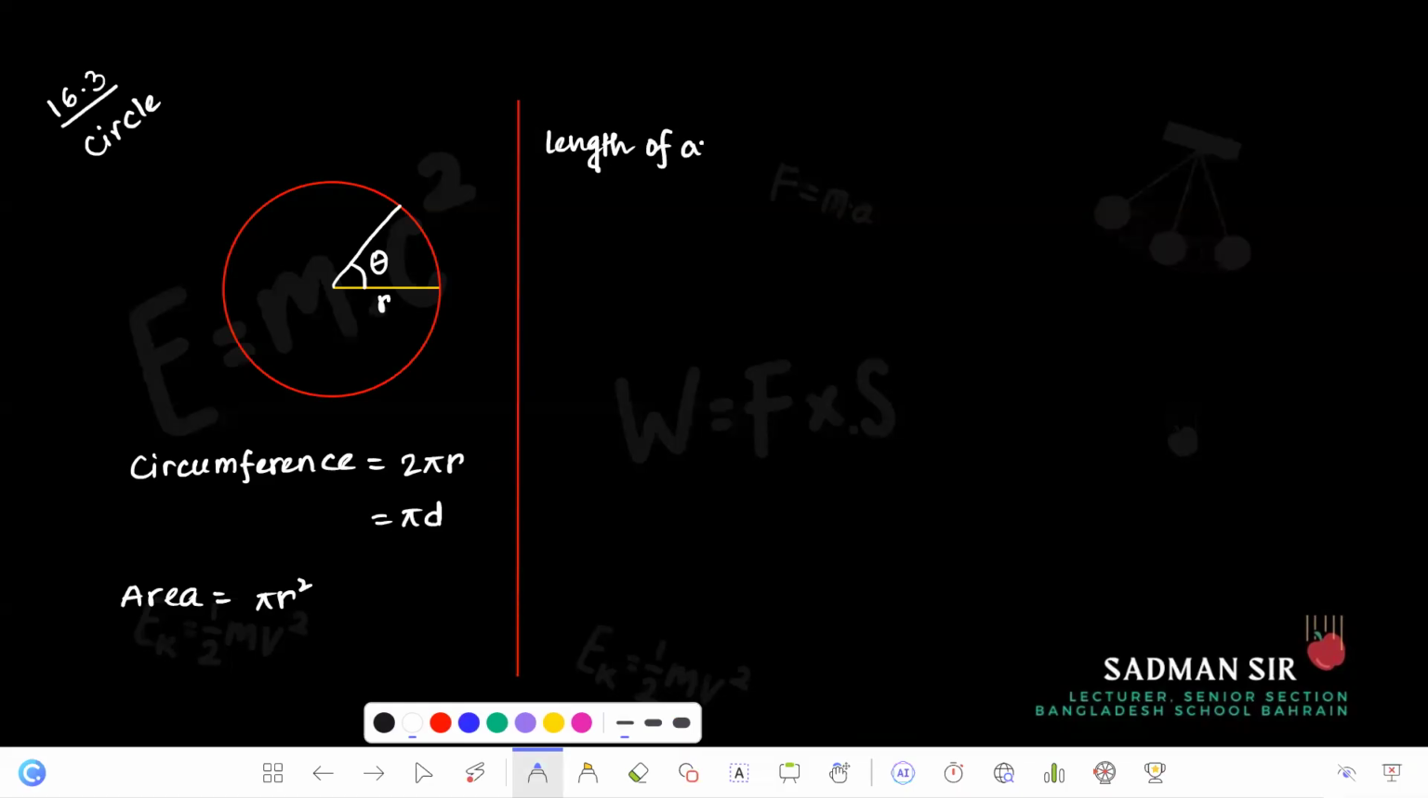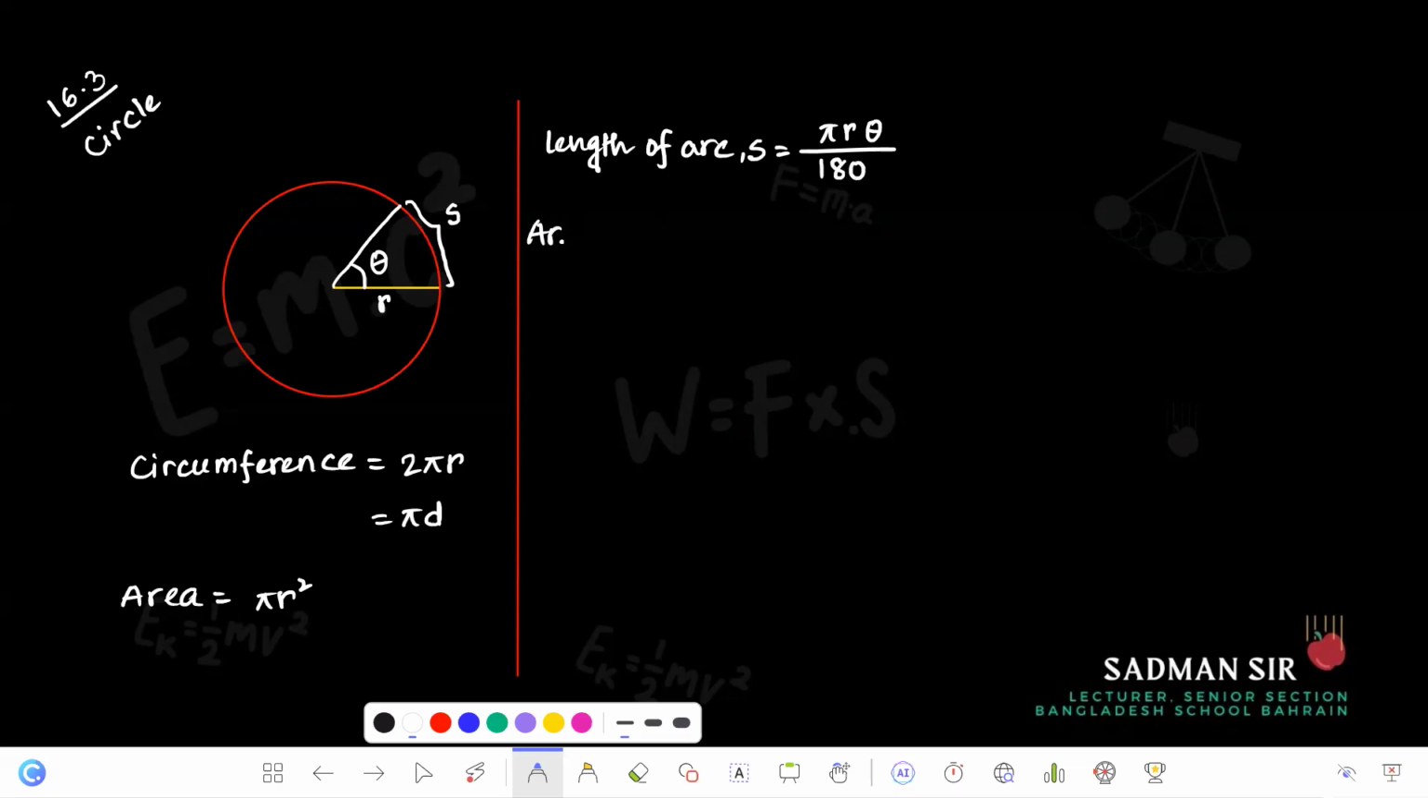Length of arc. For example, if I want to know the length of this part of the circle only, okay, a part of a circle is called an arc. The length of it is denoted by S. So here, we can write length of arc, S, equal to, what is the formula? Pi r theta divided by 180.